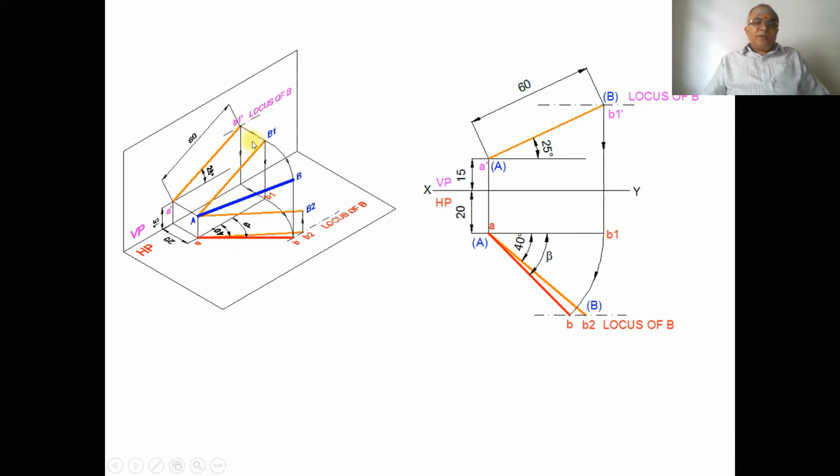So when you look from the top view, A is in front of EP by 20 mm and B1 is also in front of EP by 20 mm. Therefore, AB1 is parallel to VP. Since AB1 is parallel to VP, A dash B1 dash is in true length. So now we got the locus.